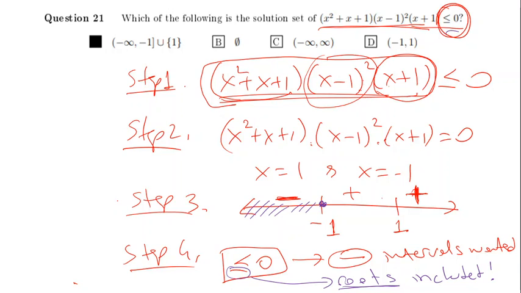So all the roots. Where is the other root? It's here. This one also. So all roots are included. So this part union only this single set, a single point set. So this is the solution.